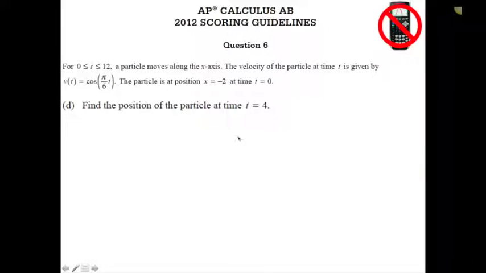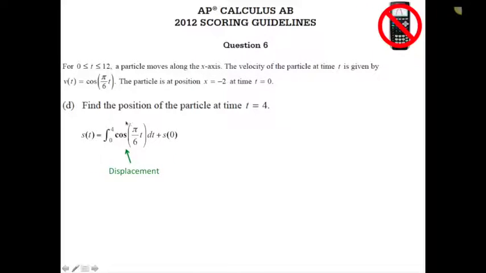For part D, it says find the position of the particle at time t equals 4. So position, we know, is the integral of the velocity. That'll give us displacement, and then we have to add the initial position on. So that expression looks something like this, where the displacement is the integration of the velocity function. That's how far it moves. And then we have to add on the initial position from where it starts to find our final position.